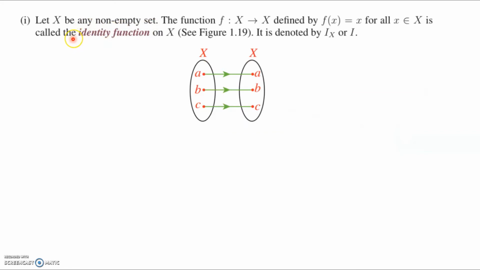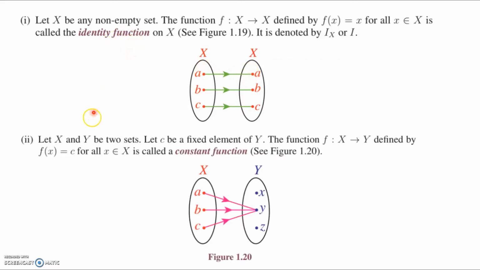Let's define some functions. If X is any non-empty set, then the function f from X to X defined by f(x) = x for all x belonging to X is called an identity function on X. It is denoted by I_X or I. What does this mean? Every element is related to itself. A is related to A, B is related to B, C is related to C. So every element is related to itself, so it's called an identity function.